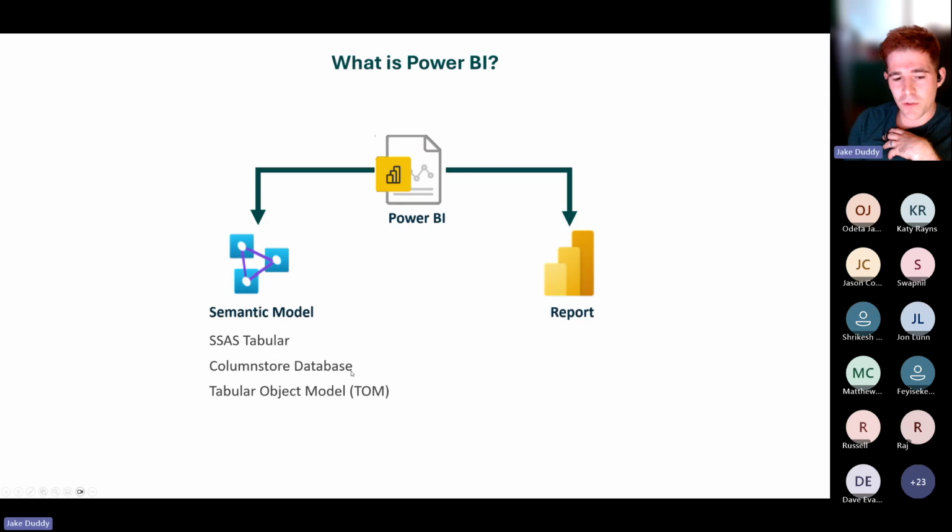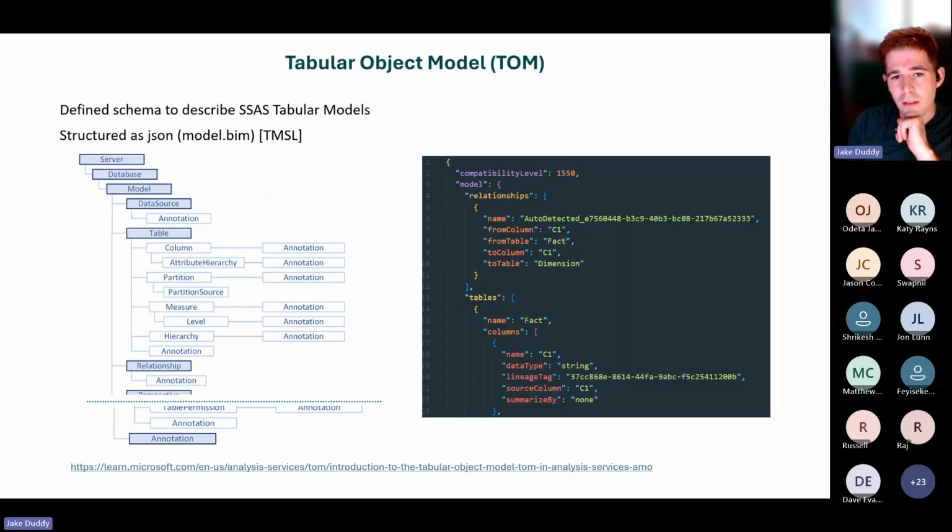It's a column store database. I'm not going to go into that too much. It's kind of cool. And the entire thing is defined by this Tabular Object Model, which effectively is the schema that is expected for that semantic model. So if we were to look at the object model, TOM, there's a schema that defines everything that you'd expect to ever see in that database.